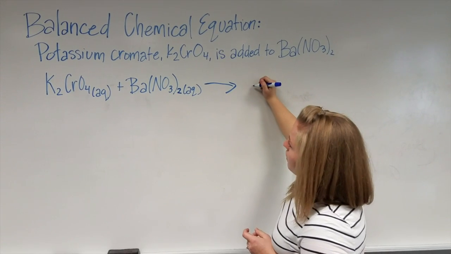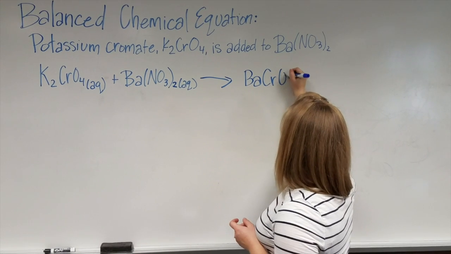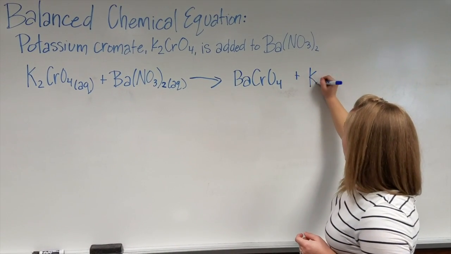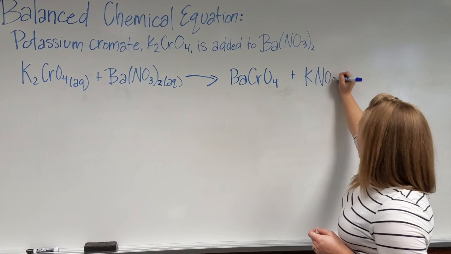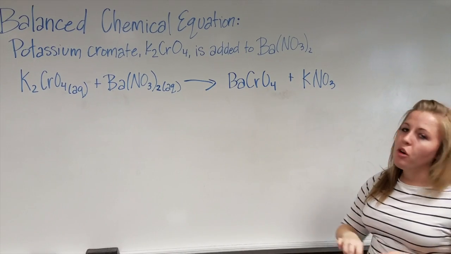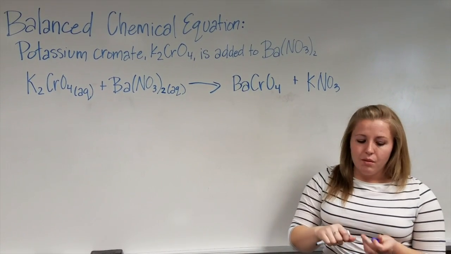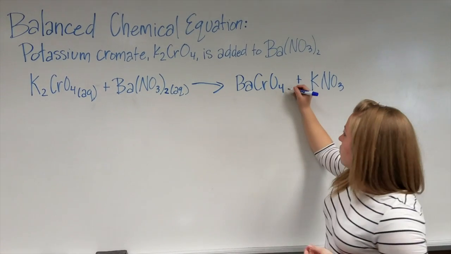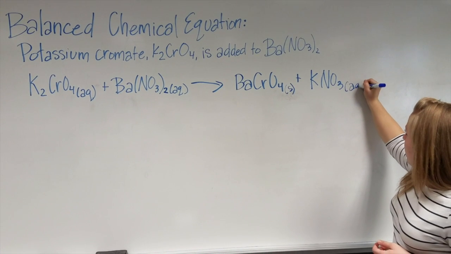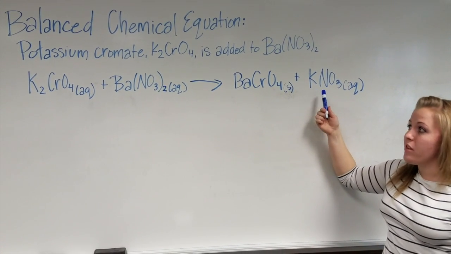We're going to have barium switch and be with the chromate, BaCrO4, plus potassium nitrate. When we do this, we know the barium chromate has to be the solid that forms because our solubility rules tell us that barium chromate is a solid and will not dissolve. So we're going to add an (s) here, which means that this has to be aqueous.